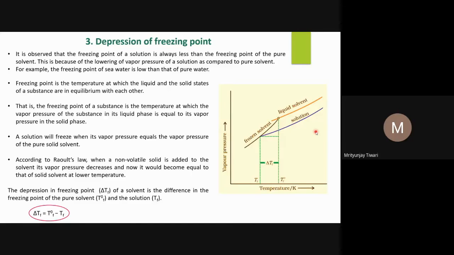And lower than that means what? Where is it going? This vapor pressure of the solution will be equal to the vapor pressure of ice, which is low at a lower temperature, below 0 degrees centigrade. I hope it is clear. So this is how we observe the depression in the freezing point.